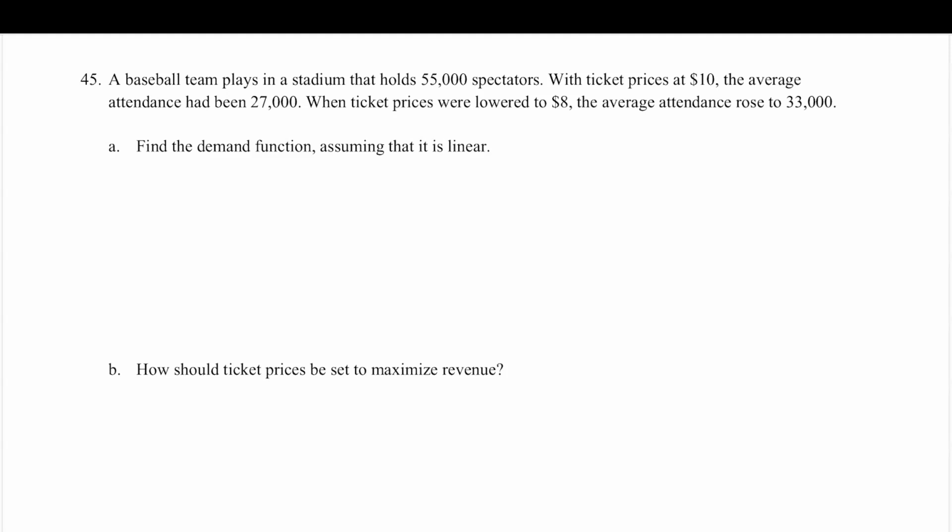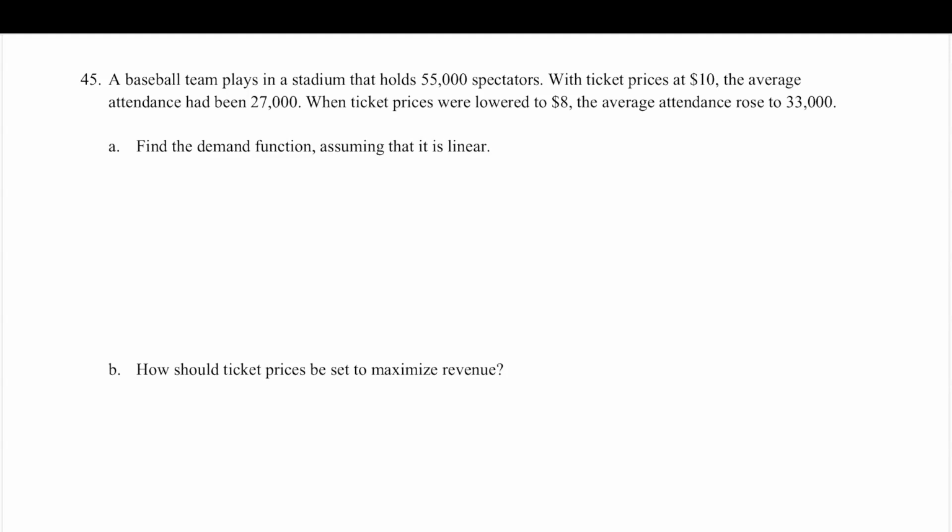And number 45 from section 4.6 is an example having to do with revenue. So we have a baseball team playing in a stadium that holds 55,000 spectators. And if they charge $10 a ticket, attendance has been on average 27,000 people. If they charge only $8 a ticket, they'll increase their attendance to 33,000 people, so they'll increase it by 6,000 people. And so part A is asking us to find the demand function, assuming that it's linear.